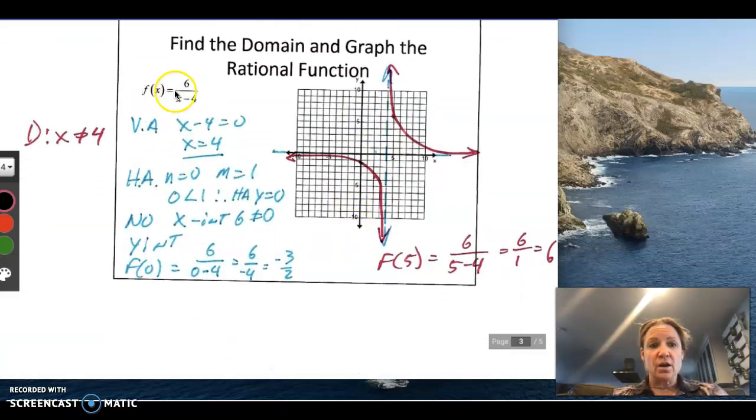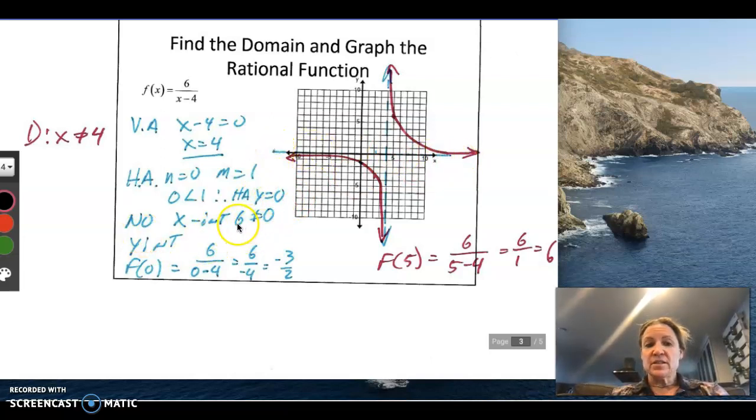All right, the next rational function is 6 over x minus 4. To get our vertical asymptote, we take that denominator of x minus 4, set it equal to 0, add 4 to both sides, and you have a vertical asymptote at x equals 4. To get the horizontal asymptote, the largest exponent on the x term in the numerator is 0. The largest exponent on the x term in the denominator is 1. The 0 is less than 1, so there's a horizontal asymptote at y equals 0, going right here in blue.